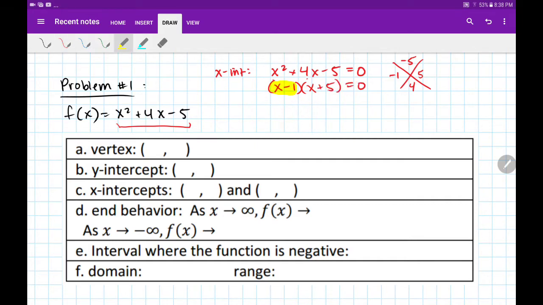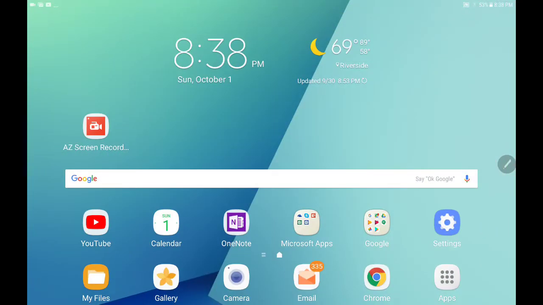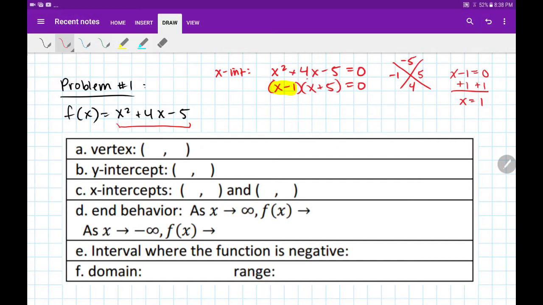And then by setting each factor equal to 0, I'll show my work here on the side. I'll solve for x and get x equals 1. Okay, by doing the same thing with my second factor, I get x equals -5. And these are going to be my x-intercepts.